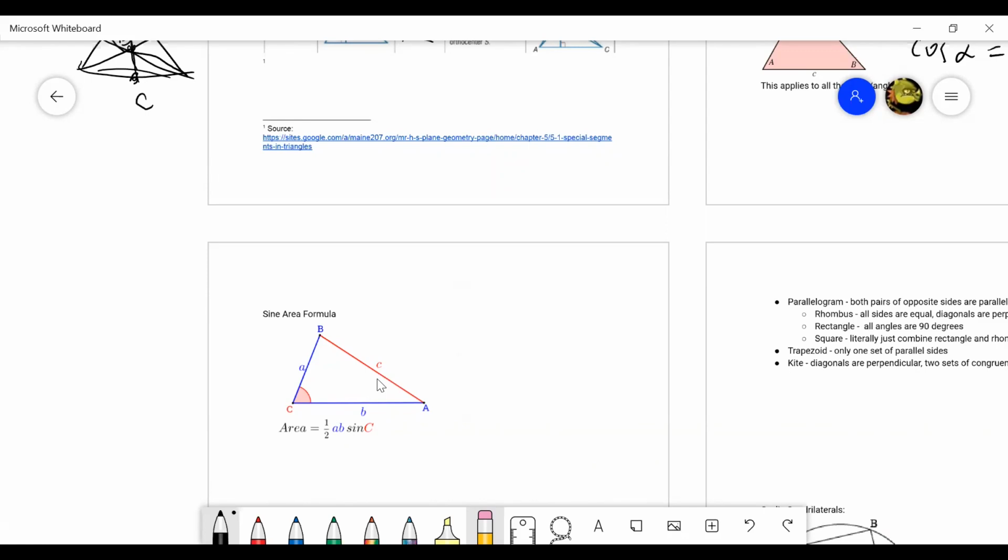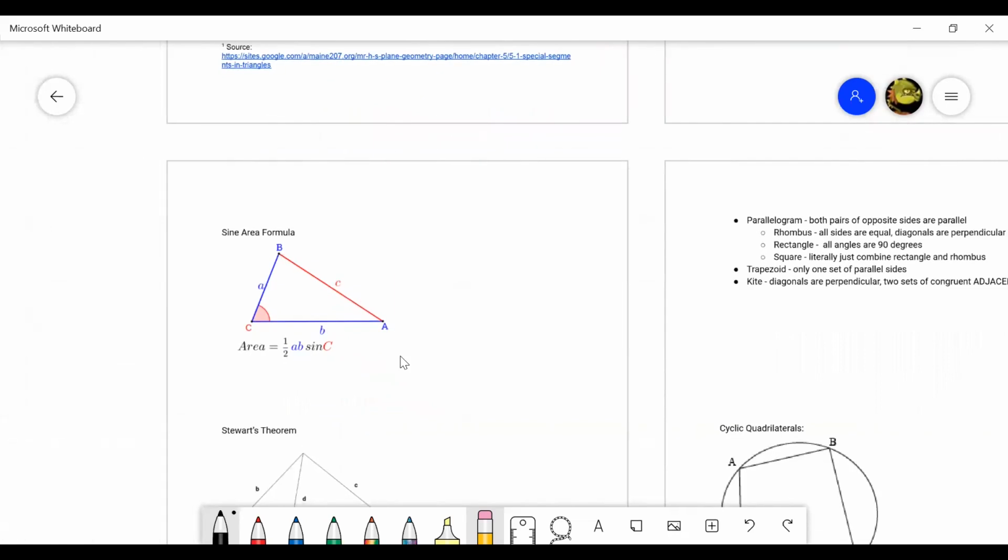And this works for, again, any triangle. And I will be going over why this works. It's actually pretty intuitive.